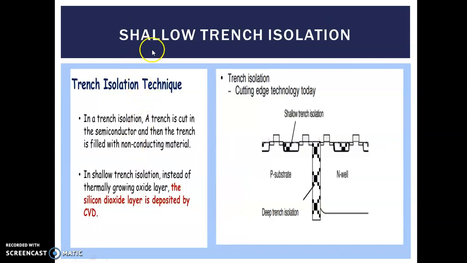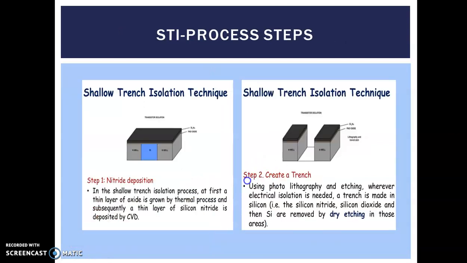And then people thought of having a shallow trench isolation technique, wherein a trench is cut into the semiconductor, and it may be a shallow trench or it may be a long trench, and this trench is filled up with an oxide which is deposited by chemical vapor deposition technique, and it is not thermally grown oxide. Let us understand the process steps of STI.